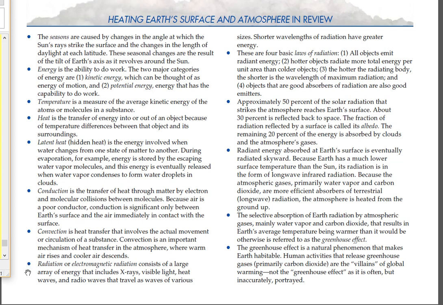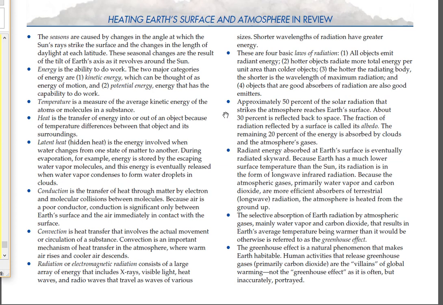Radiation, or electromagnetic radiation, consists of a large array of energy that includes X-rays, visible light, heat waves, and radio waves that travel as waves of various sizes. Shorter wavelengths of radiation have greater energy. There are four basic laws of radiation. 1. All objects emit radiant energy. 2. Hotter objects radiate more total energy per unit area than colder objects. 3. The hotter the radiating body, the shorter is the wavelength of maximum radiation. And 4. Objects that are good absorbers of radiation are also good emitters.